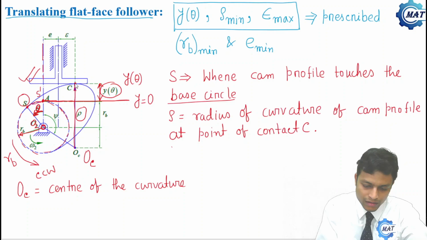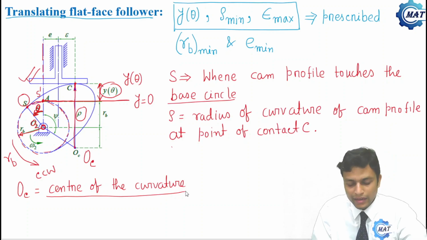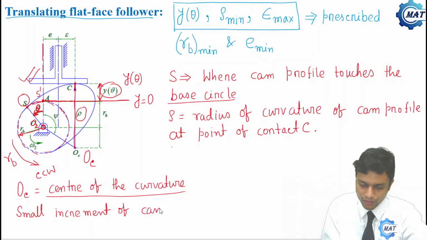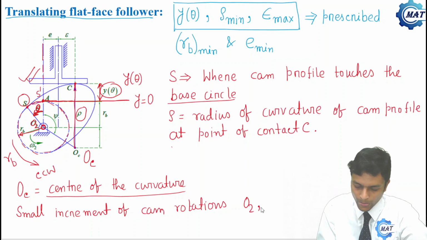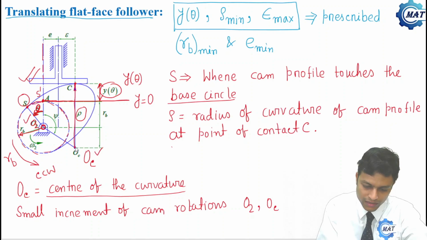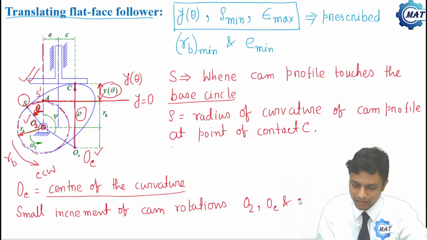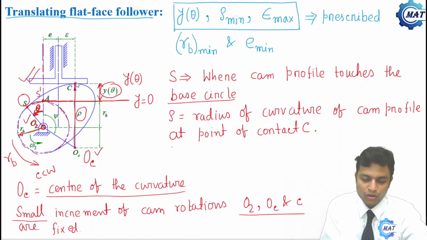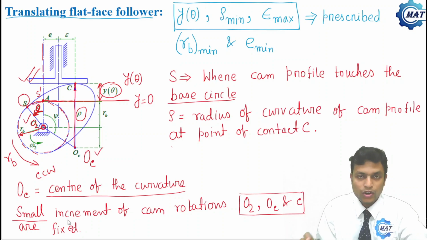As OC is the center of the curvature, for a small increment of cam rotation, O2, the cam center, OC, the center of the curvature, and C, the point of contact, these three points are fixed, that is, for a very small rotation of the cam.